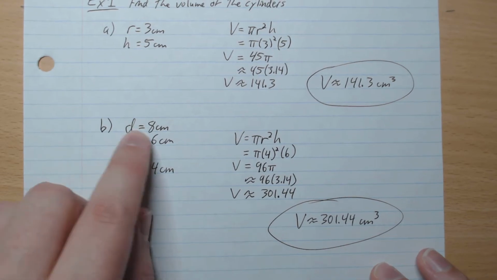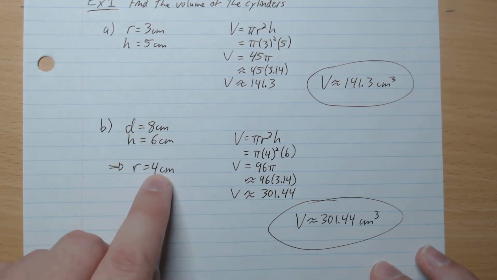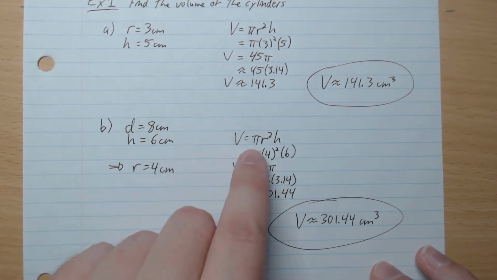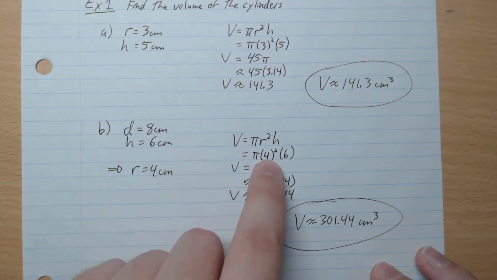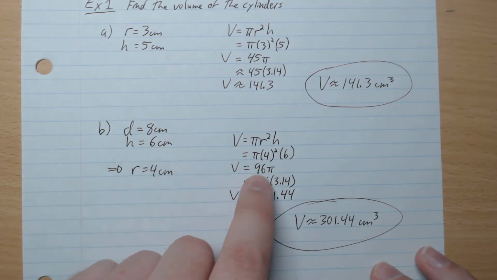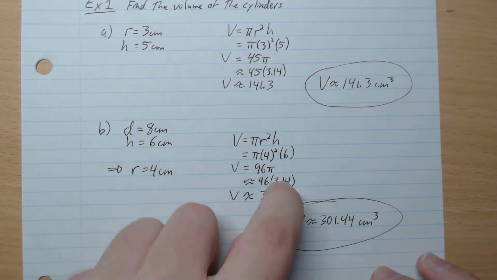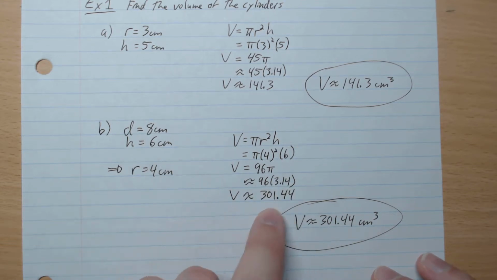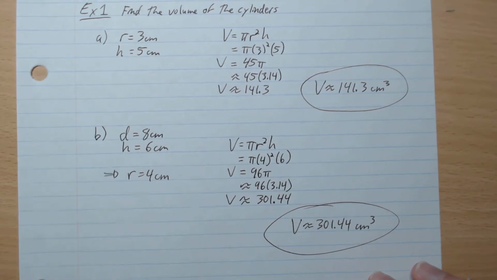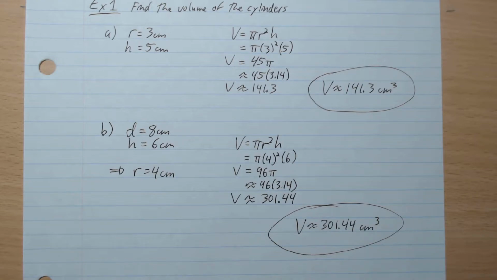B, d is 8, so that means our r is 4. So pi r squared h, so r is 4, h is 6, gives 96 pi. Plug in 3.14, and so our volume is approximately 301.44 centimeters cubed.